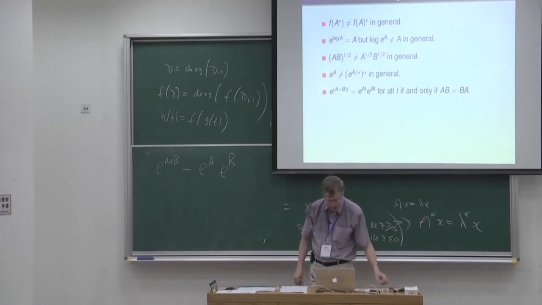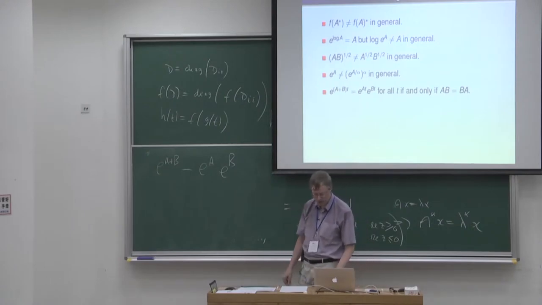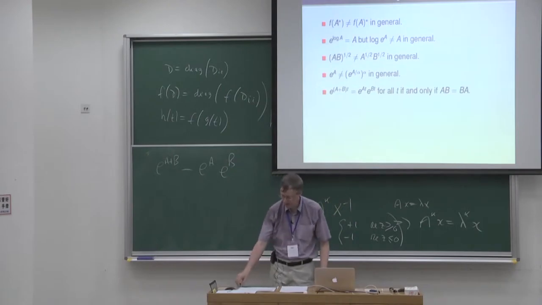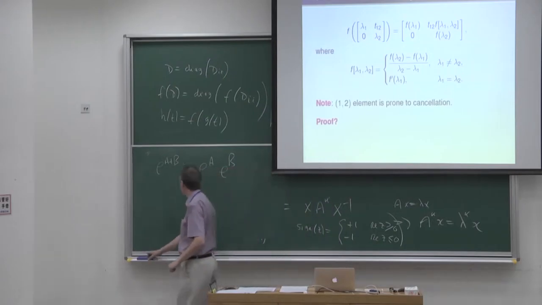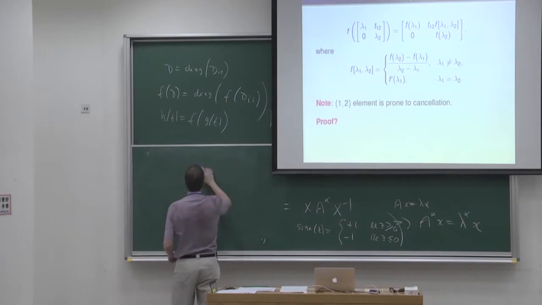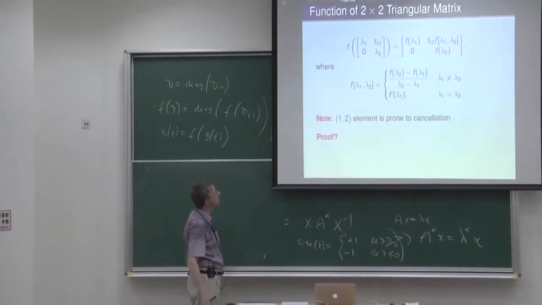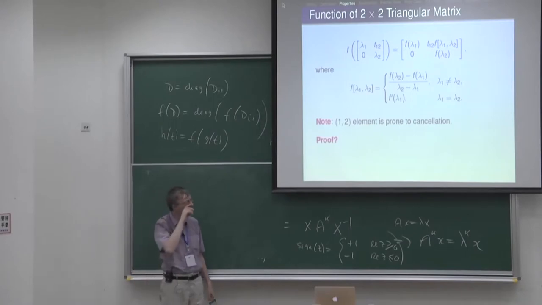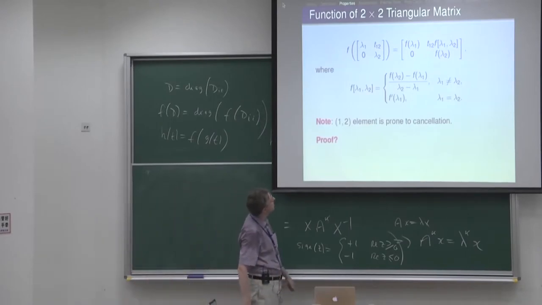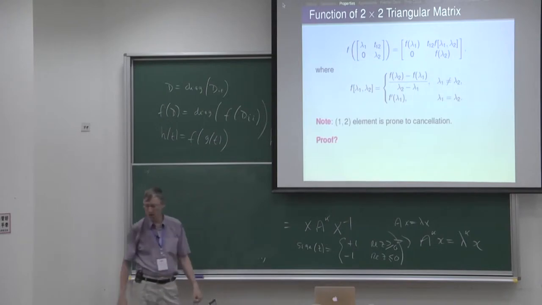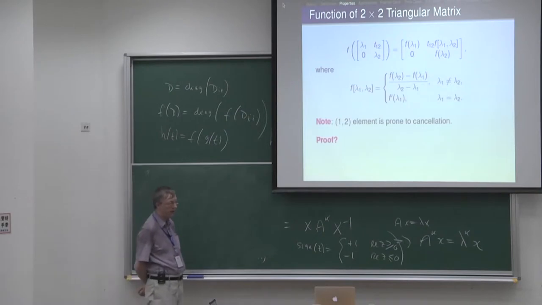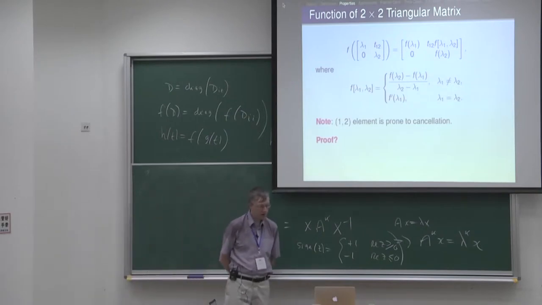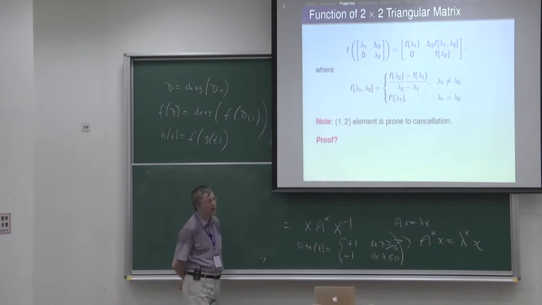Okay, so lots of things can go wrong, especially if you have two matrices A and B that don't commute. Let's go back to a nice simple case, the triangular case. For a 2x2 triangular matrix, there is a nice explicit formula. It's clear from what we've said already that F of that triangular matrix will have F of the eigenvalues on the diagonal. So we know we're going to get F(lambda 1) and F(lambda 2) on the diagonal.